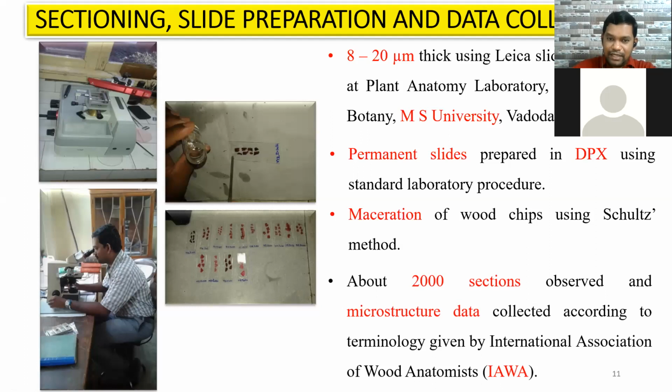For collecting this data, the reference which was used was the microstructure format that was given by the International Association of Wood Anatomy, that is IAWA. For each wood sample, there are approximately 183 features that can be studied, approximately for 2,000 subsections. All the data was collected, recorded, and tabulated accordingly.